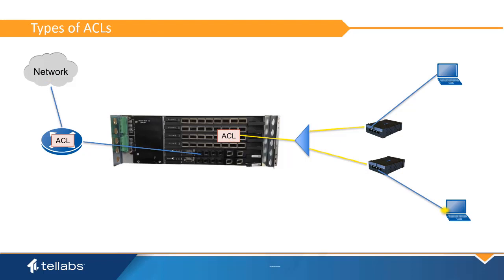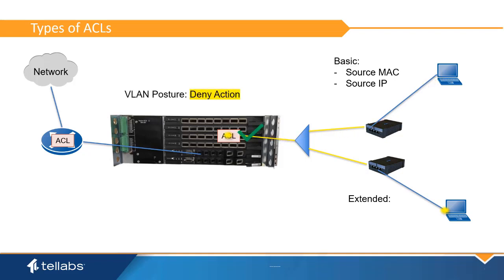There are two types of ACL filters, basic and extended. Basic ACL filters are typically permit actions that look at either the source MAC, source IP, or both. When a basic permit ACL is applied to a VLAN, the default ACL action of the VLAN should be a deny action. That is, all packets will be discarded unless they meet the requirements of the permit action.